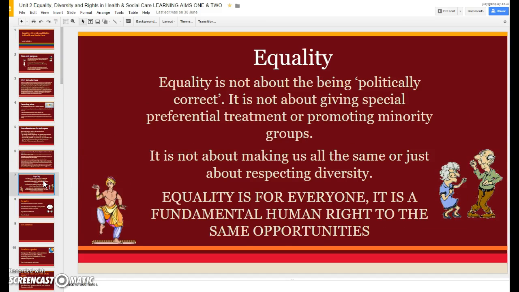Then we need to move on to what do we mean by equality. We are all individuals and we're all unique. So what is equality? Are we all the same? We have the same rights, and that's the thing that you need to remember. So everybody is an individual. But equality is about giving everybody the opportunity to education, to healthcare and welfare. So it's about everybody's rights to the same opportunities in life.